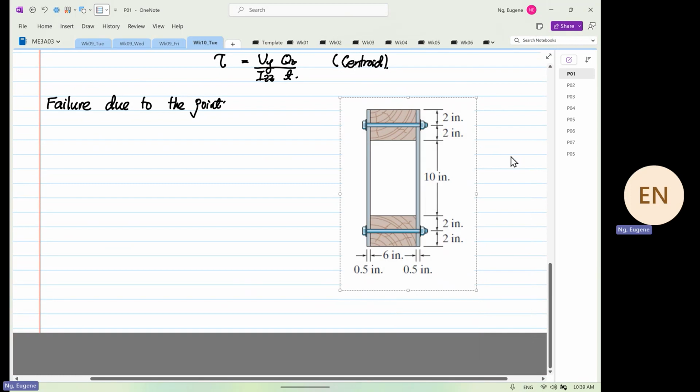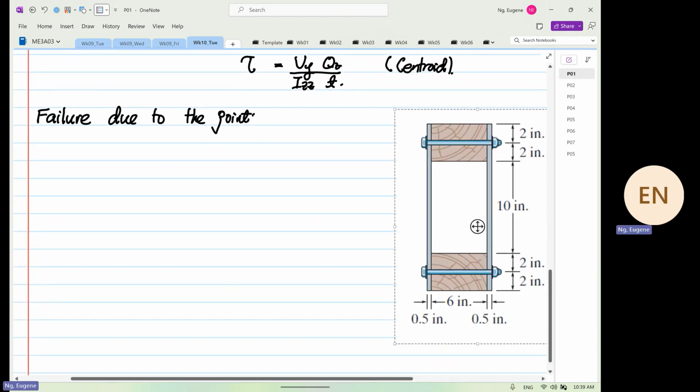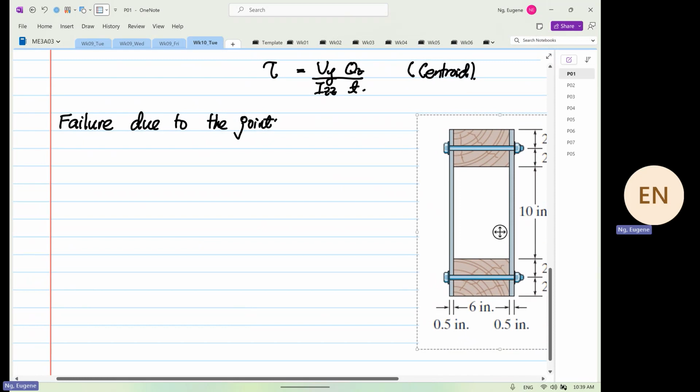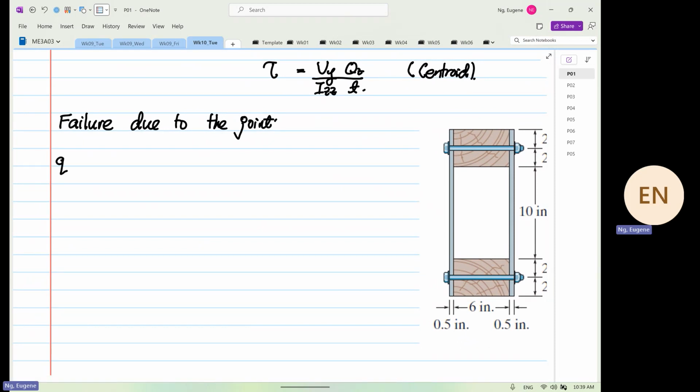So failure at the joint. We look at the failure at the joint, and we know this is related to shear flow, q equals VQ over I. And this is also equal to what? Equal to the fastener resistance force, and then we are going to divide by its spacing.